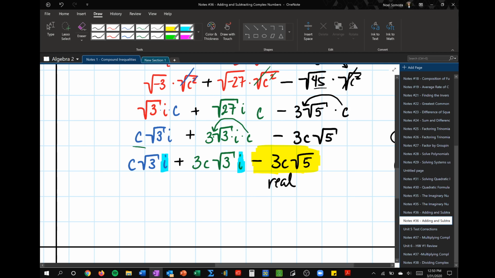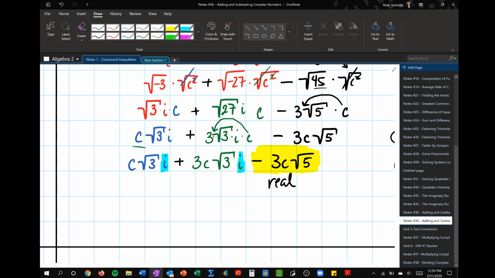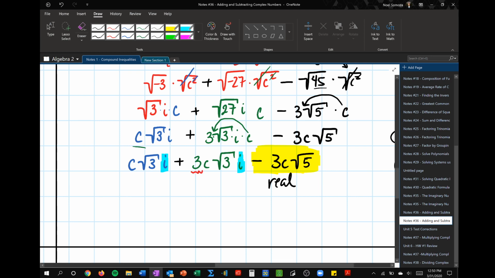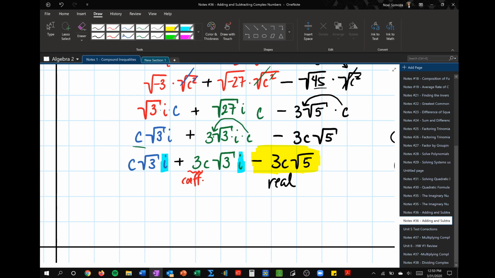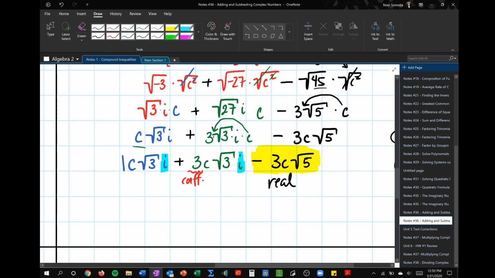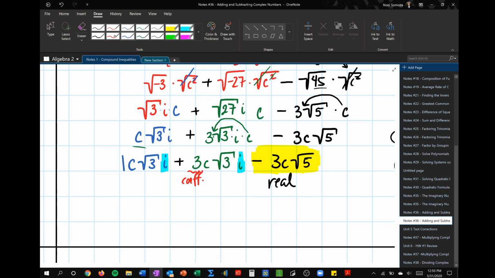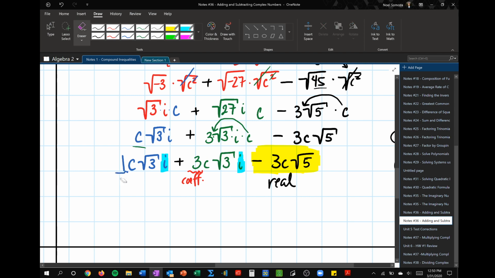Now the other two, those are imaginary. So you can combine imaginaries if they have everything else in common. I want you to take a look here. 3 would be my coefficient. Now do I have a coefficient for the first term? I have c root 3, but I don't have a number. So what number can I put in the front? I can put a 1, right? I can put a 1 because multiplying by 1 doesn't change it. So then now at least that gives me a coefficient to work with. So 1.